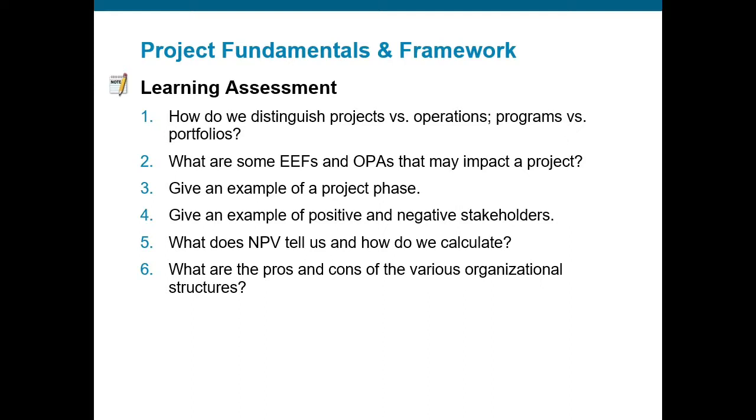What does net present value tell us and how do we calculate it? Net present value is the sum of a series of discounted cash flows minus the initial investment. So it's calculated as the sum of all of the cash flows divided by 1 plus i to the power of n, minus the initial cost.